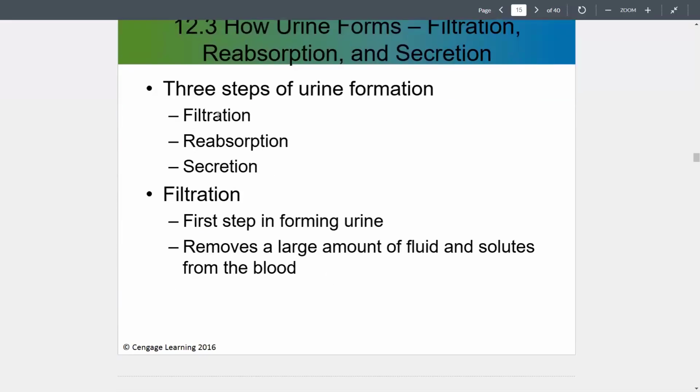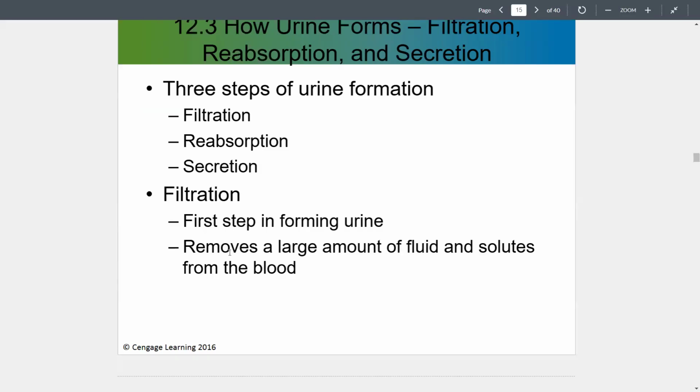So there's three steps. Filtration happens first. So it filters and gets rid of more water than it needs to. And then it reabsorbs water back in. So it pushes everything out and then brings it back in, and brings the water back into your blood and only leaves you with less urine. And then secretion is getting rid of urine.